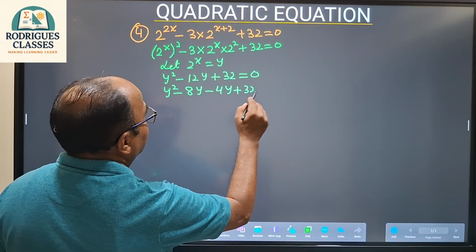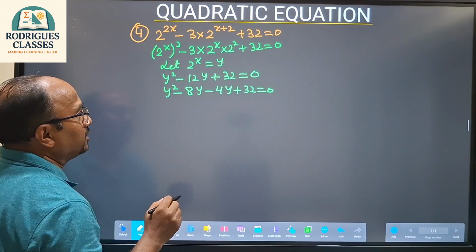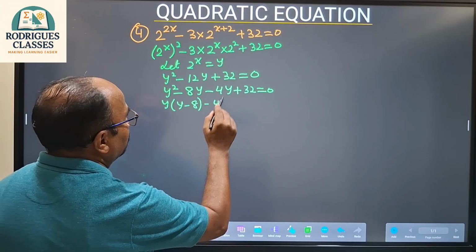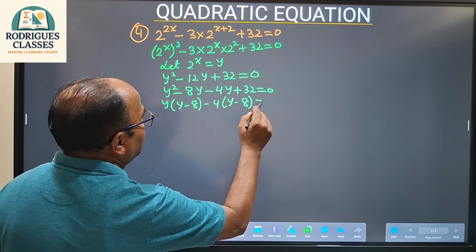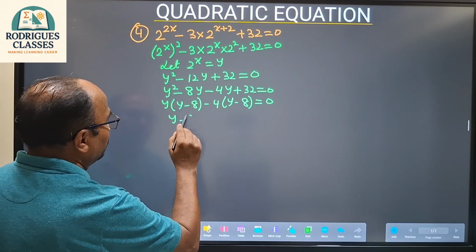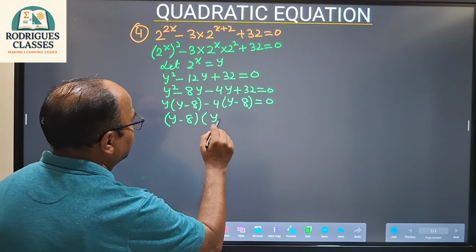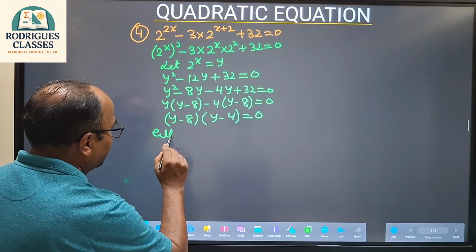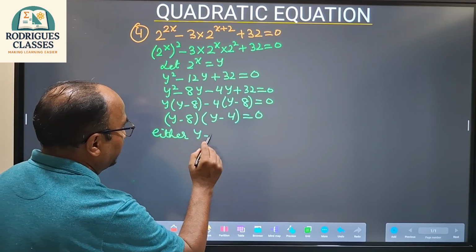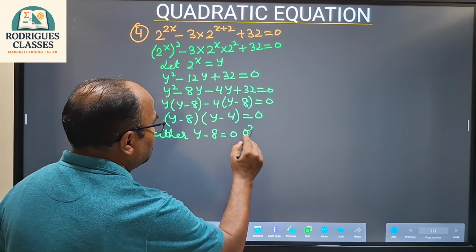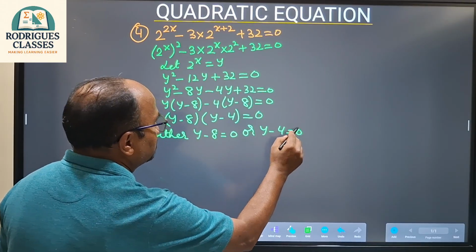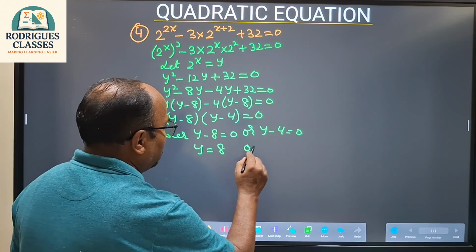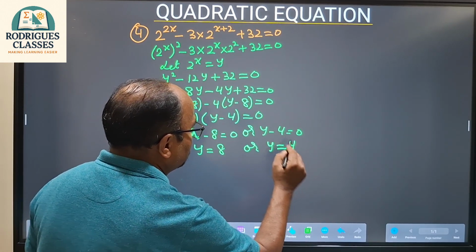I have written the numbers, you can check, it fulfills the condition. So y minus 8, minus 4 taken common, y minus 8 equals 0. So in one bracket we get y minus 8, in the other we get y minus 4 equals 0. So we have either y minus 8 equals 0 or y minus 4 equals 0. From here you get y equals 8, or from here you get y equals 4.